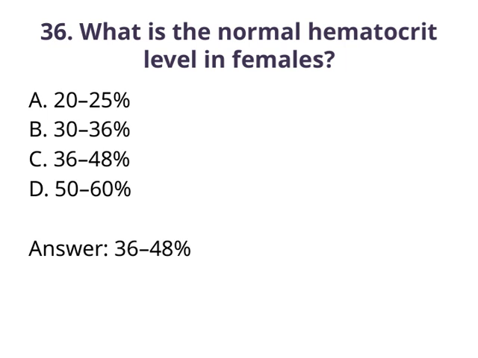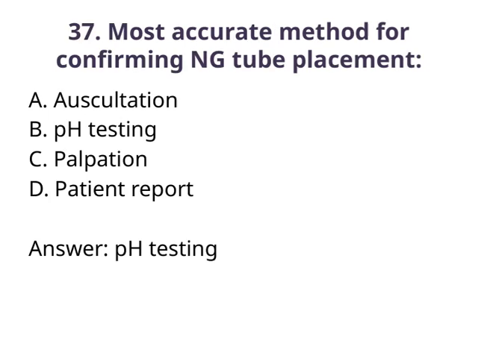Now, when it comes to confirming the proper placement of a nasogastric, or NG, tube, there are several methods we can consider. These include auscultation, pH testing, palpation, and patient reports. Each has its own role in ensuring safety and accuracy. However, among these, pH testing is recognized as the most accurate method for confirming NG tube placement.